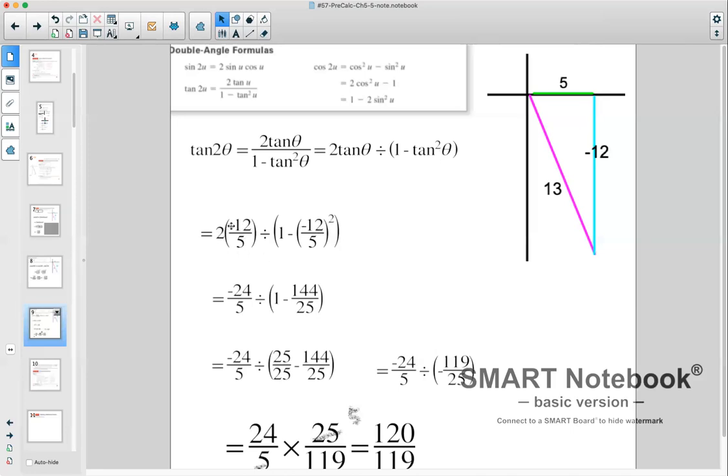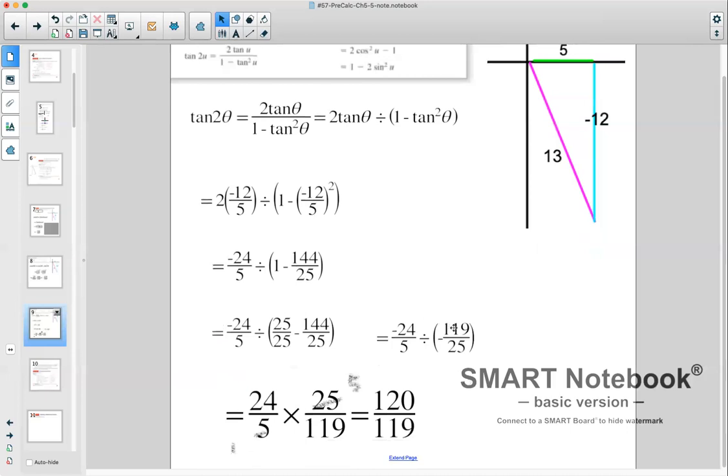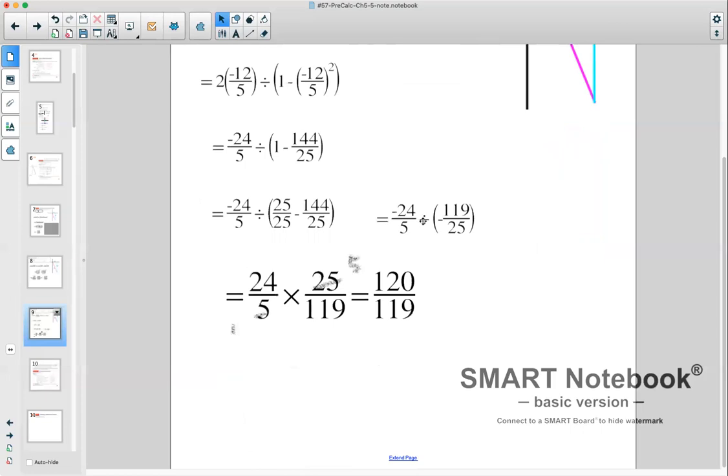First, we took the parenthesis out. So 2 goes only to the numerator here, but this square goes to both numerator and denominator. So it's going to be 144 over 25, and when you do the inside of the parenthesis, it became negative 119 over 25. This side is negative 24 over 5. If you write down the reciprocal and multiply instead of dividing, I rewrote this one and flipped it over, and 5 and 25 cancel. The answer is 120 over 119.